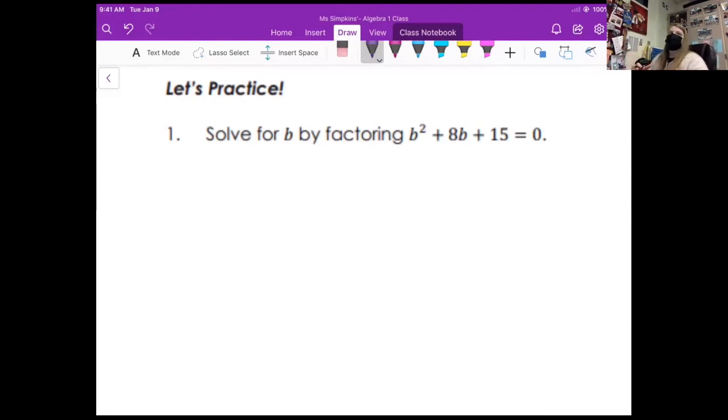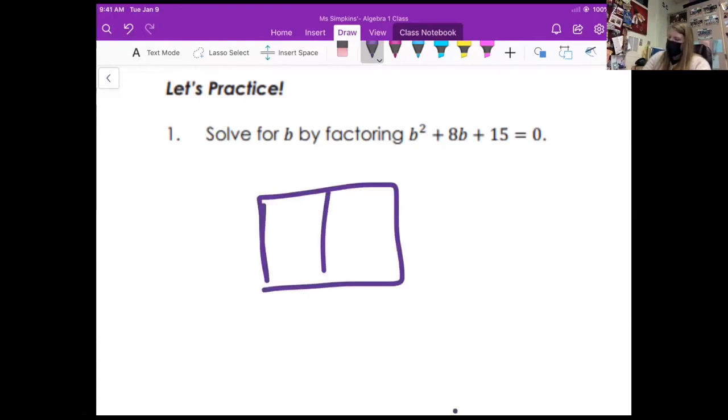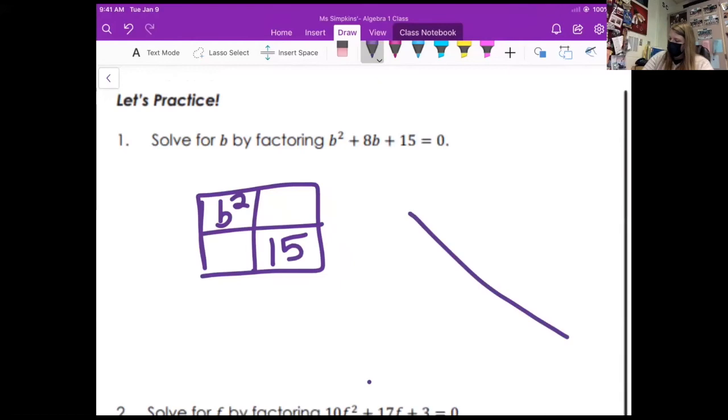So the beginning parts of doing this is the exact same as we just did. So if we make our area model, b squared is still going to go in the top left-hand corner. 15 is going to go in the bottom right-hand corner. So at the bottom of our X, we have 8B. At the top of our X, we're going to have 15B squared.